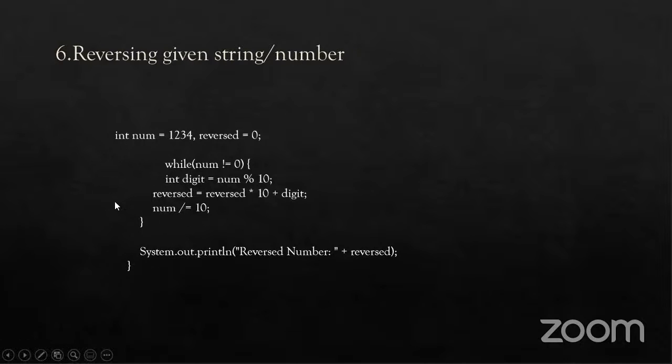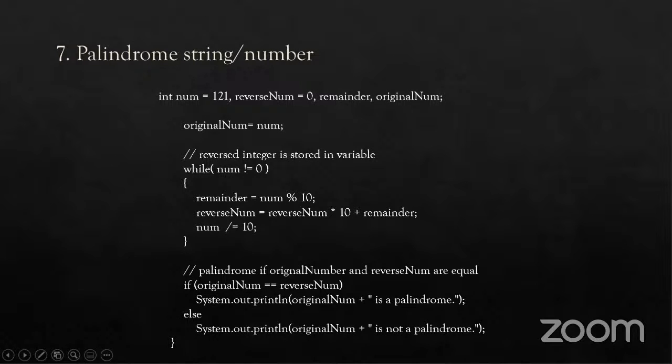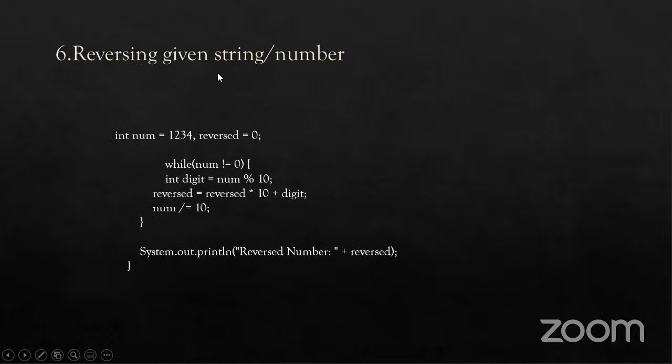So this way we can reverse a number. I think you get it. Firstly we check the mod and add it to reverse, and then divide. Okay. So we can move on to the next program.